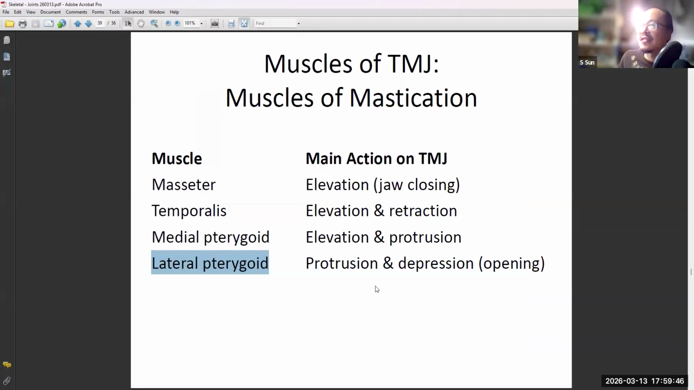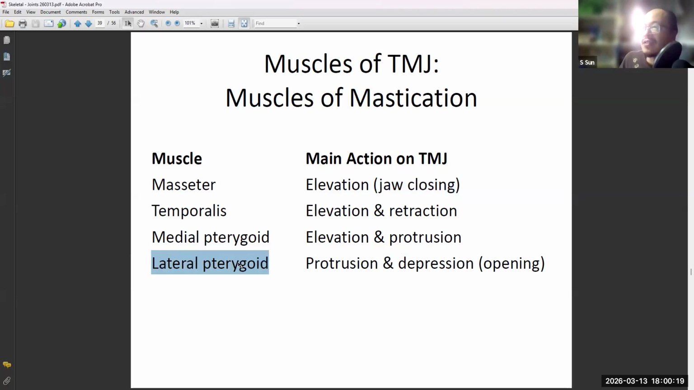So let's go back to here. Here, the masseter muscle is in elevation. All three of these elevate the lower jaw up, and so they help with the jaw closing. The only one to work on the jaw opening is the lateral pterygoid muscle. It works on the protrusion and the depression. Yeah, opening, depression. And that's an interesting one.